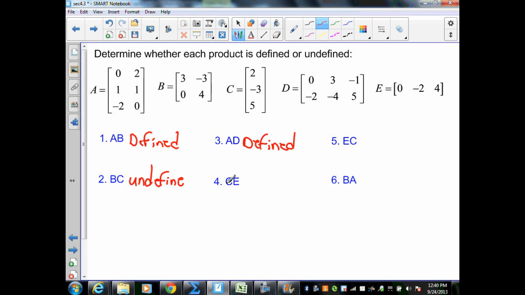Number 4, C times E. C has 1 column. E has 1 row. Therefore, the values match, and we can verify that we can find the product. Therefore, it is defined.